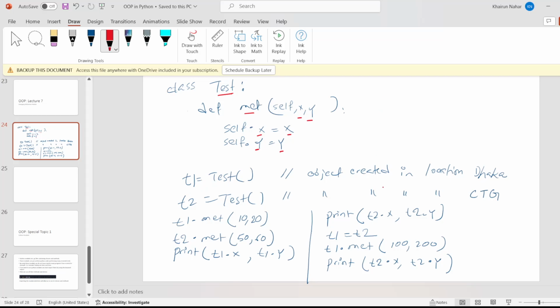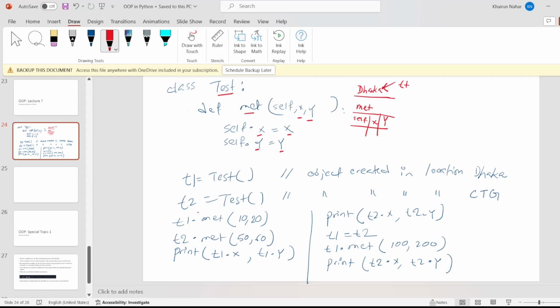So let's say the object is created in Dhaka, and this contains a method named met, and it contains self, x and y. So we have x, y, and self inside met, and these all belong to Dhaka, and t1 is a variable that points to Dhaka.